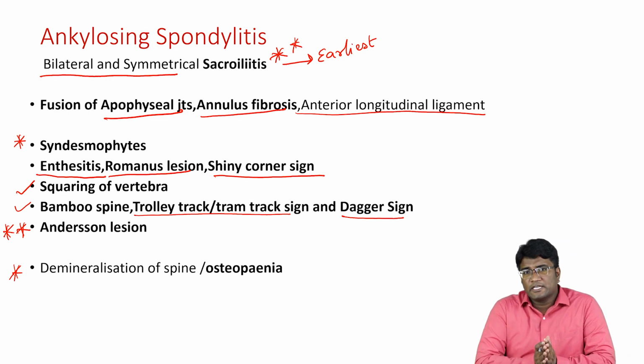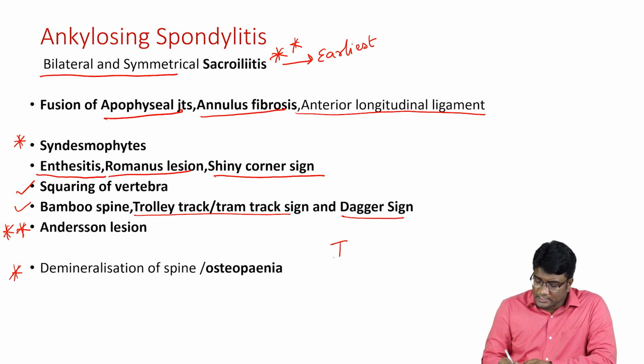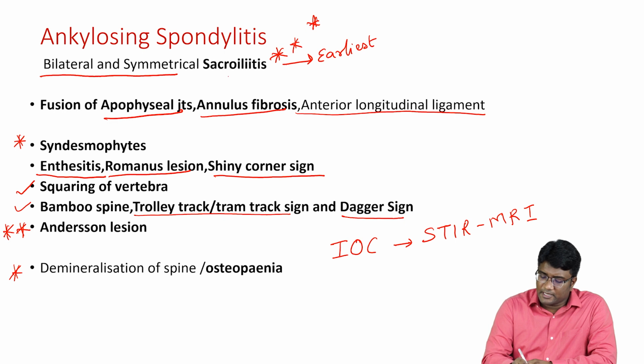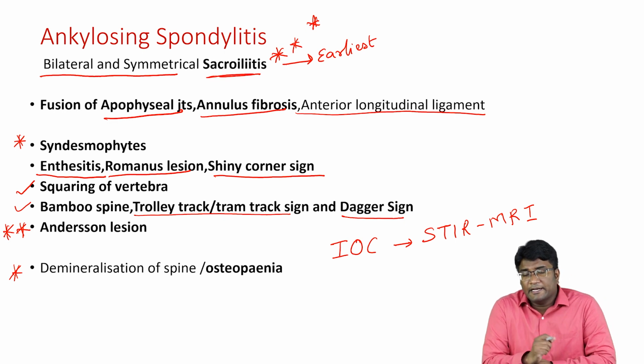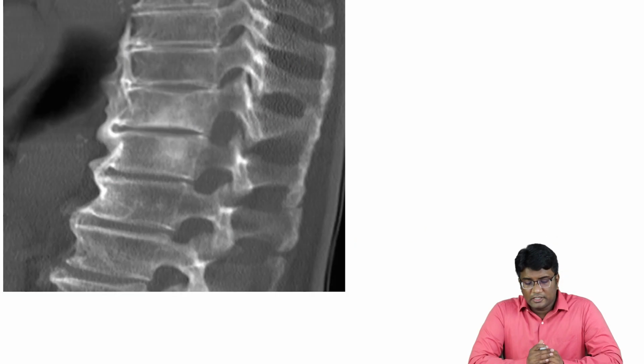And what is the investigation of choice, by the way, for ankylosing spondylitis? Please remember, the investigation of choice for ankylosing spondylitis is STIR MRI. The sacroiliitis, which is the earliest manifestation, is identified better on a STIR MRI. So the investigation of choice should be what? MRI. Now look at this lateral radiograph of the vertebra, and what do you identify in this image?